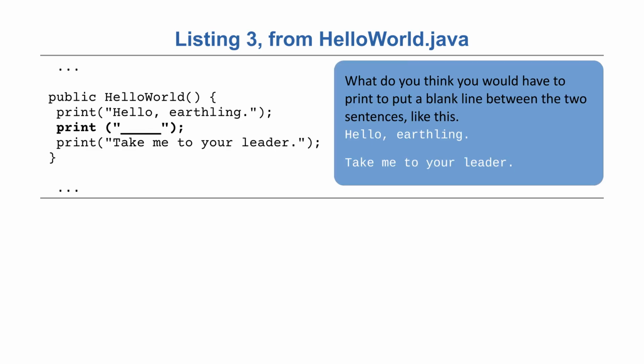What do you think you would have to print to put a blank line between the two sentences as shown? Hint, you want nothing printed on that line. Save and run the program. Did it print the blank line between the other two lines? You can always look at the completed listings at the end of the video if you want to see how I would have changed the code.